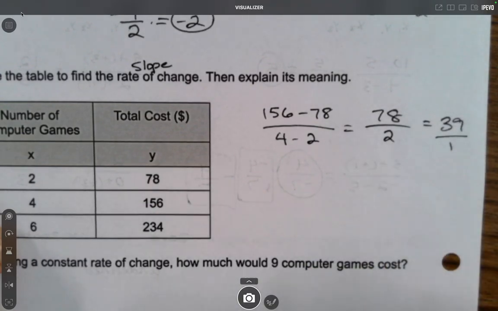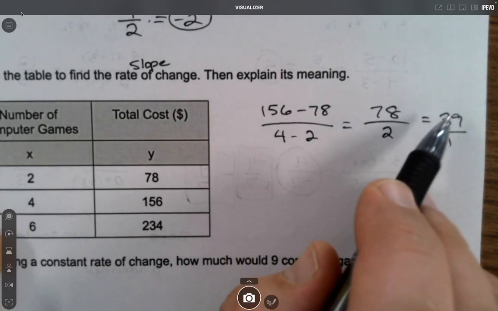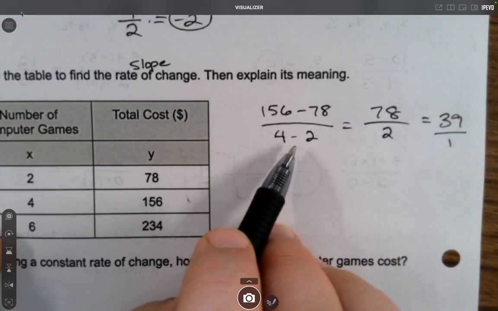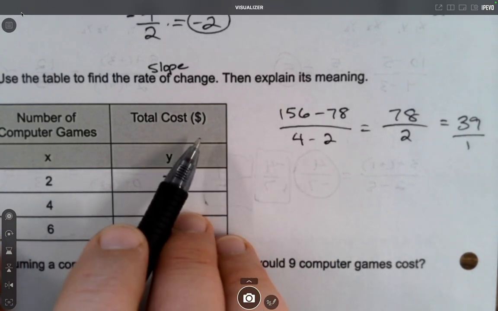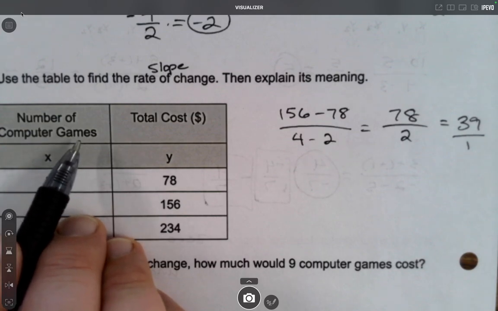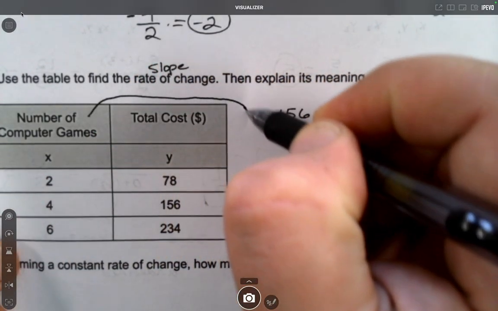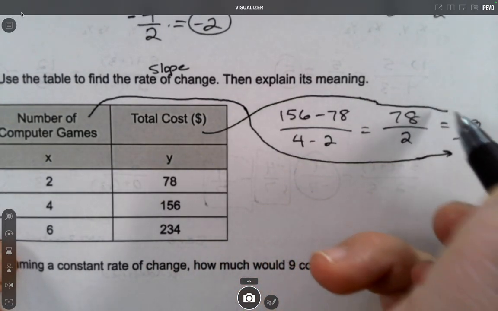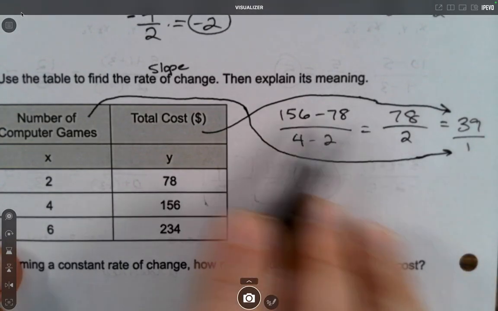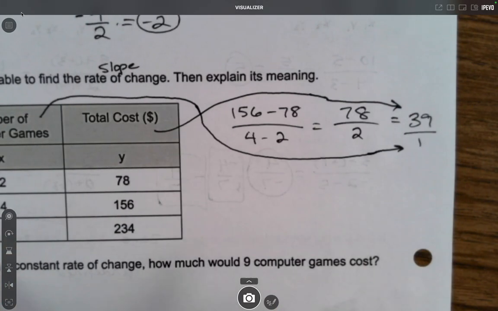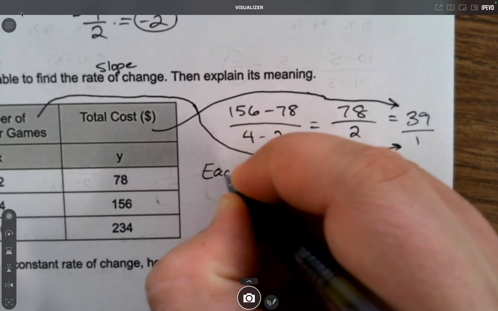Or you could write it this way. You don't have to, but I'm explaining why that might help. So remember, this is the y's on top and the x's on the bottom. That's true all the way throughout. The y's on top, x's on the bottom. So y represents cost. X represents the number of computer games. So I need to apply this to that bottom and apply this to the top. So what this means is that one computer game costs $39. Or I'm going to say each computer game costs $39.